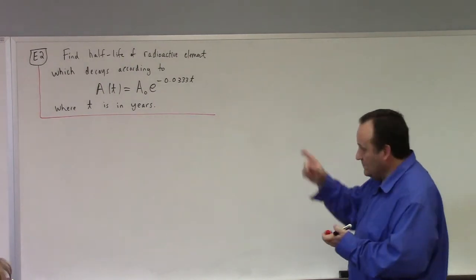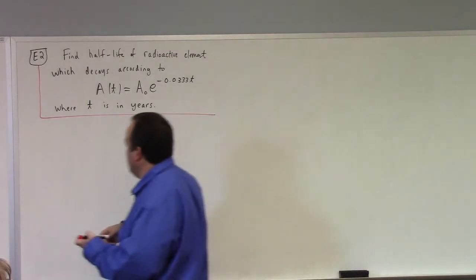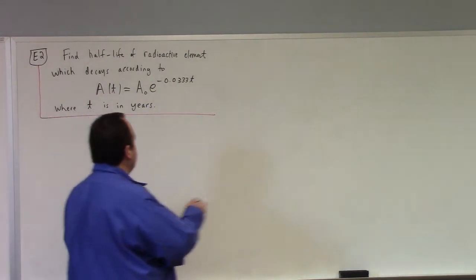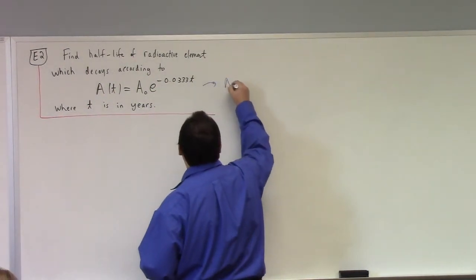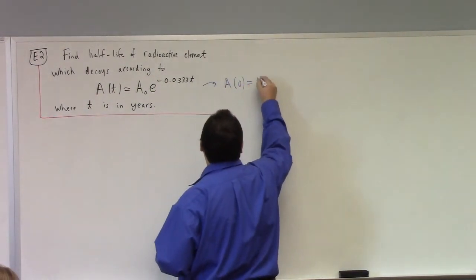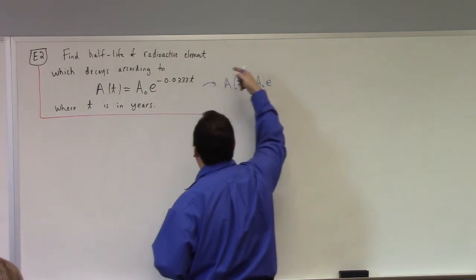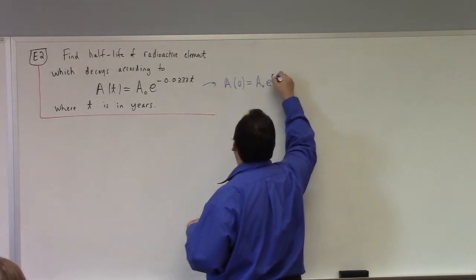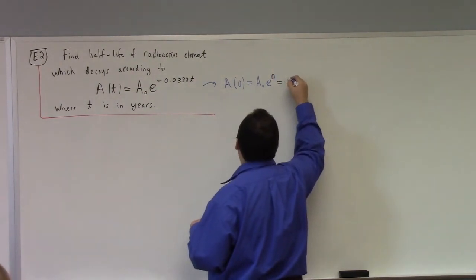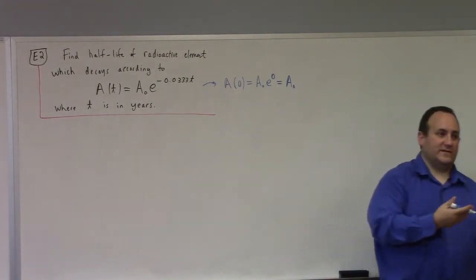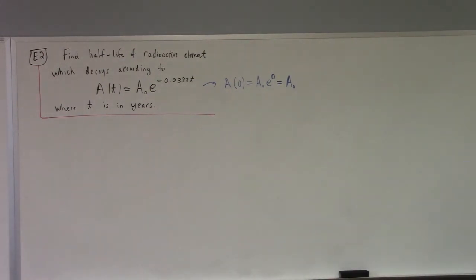Notice that the way this equation works, let's understand what the constant in the front of the equation means, right? Notice that if we plug in time 0, what do we get? A sub 0, e to the what? What's 0 times 0.0333? It's just 0 again. What's e to the 0? It's 1, right? So at time 0, that coefficient in front is the initial amount, all right? So that's part of the reason for the label A sub 0.